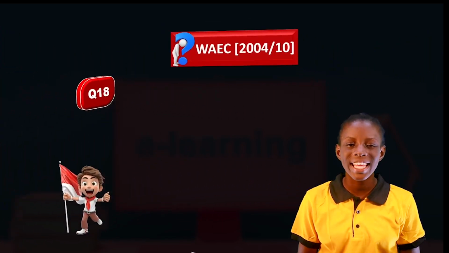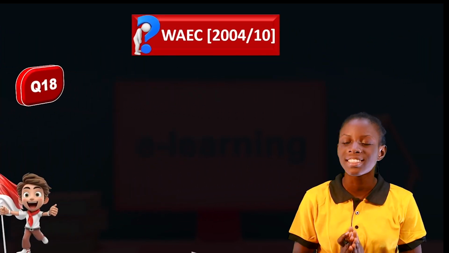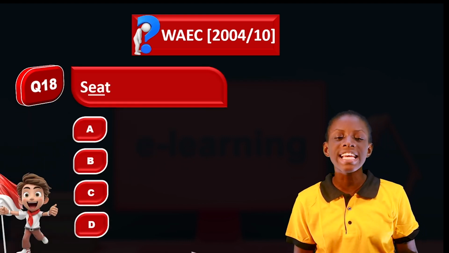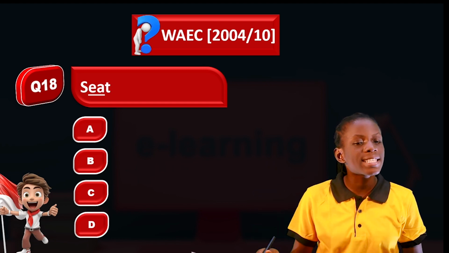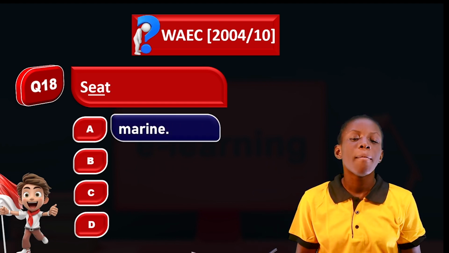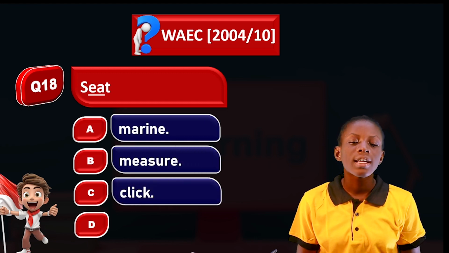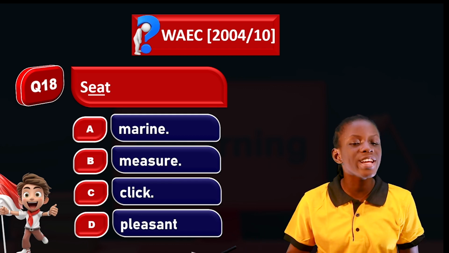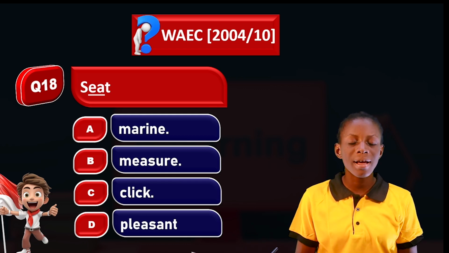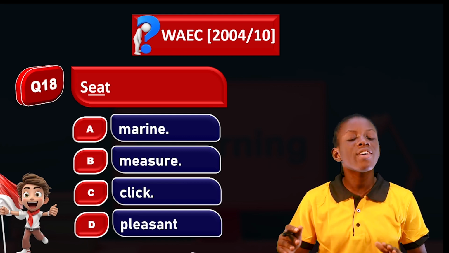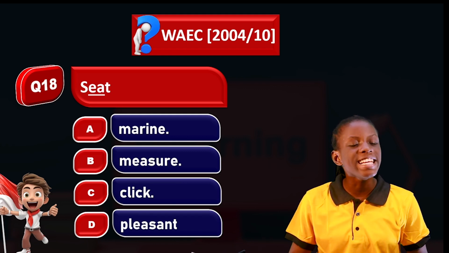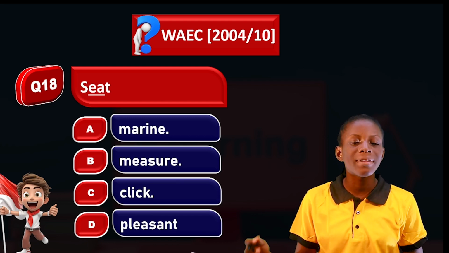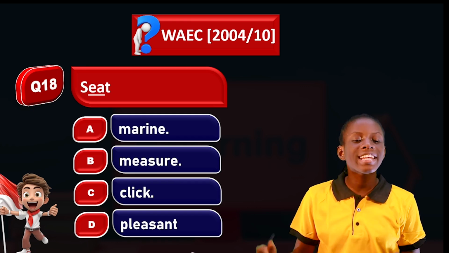Our next question quickly, we have in the year 2004, question 10. WAEC could ask this wow question. We have our given word to be seat. Eat. And options are marine, measure, click, and pleasant. Marine, measure, click, and pleasant.